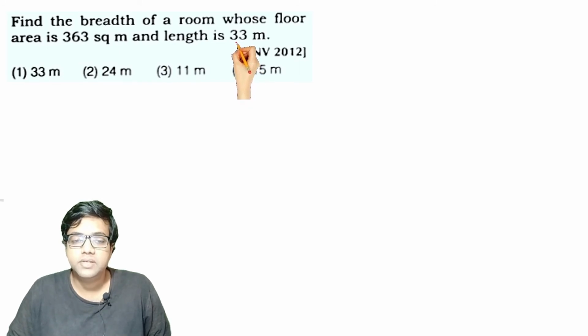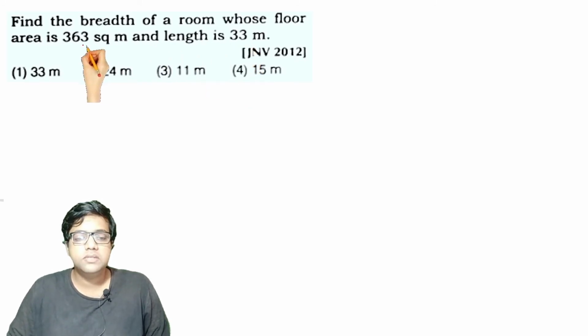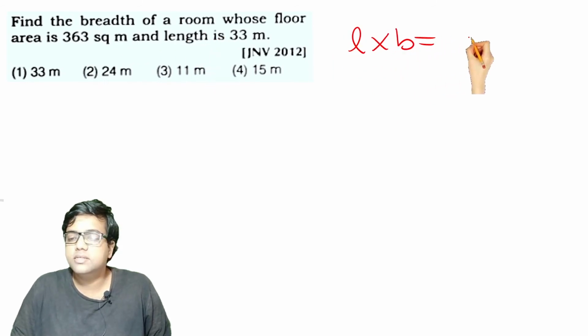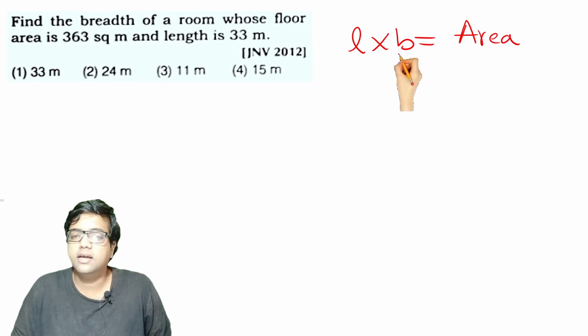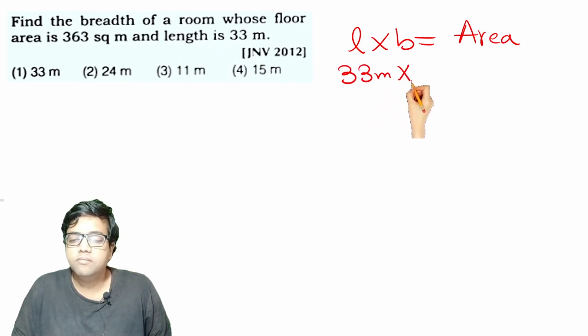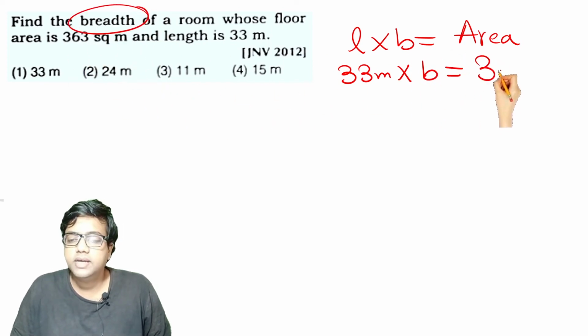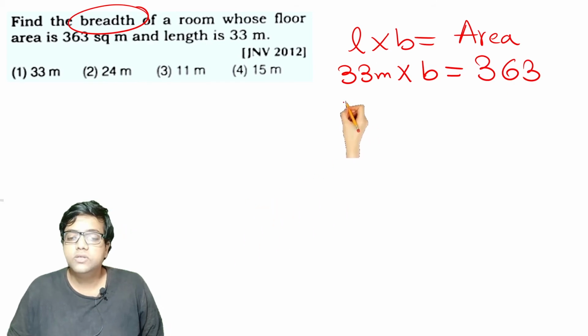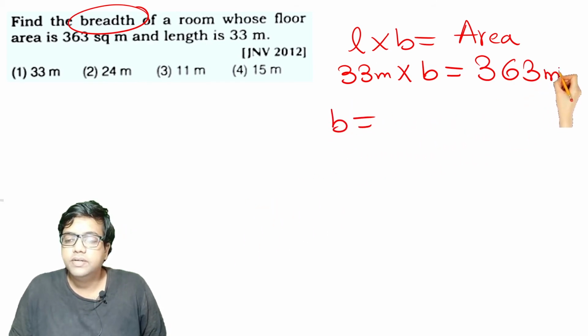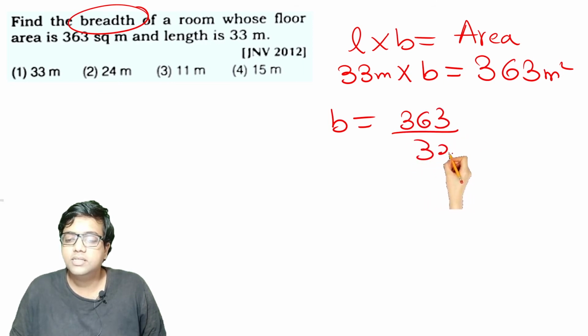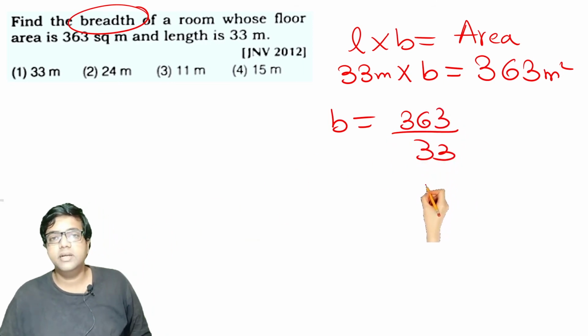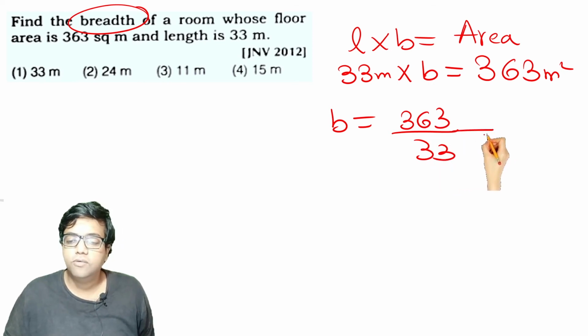Find the breadth of a room whose floor area is 363 square meter and length is 33 meter. So what is given to us? We need to find the breadth of the room. Length into breadth is equal to area of a rectangle, right? So we are given length, which is 33 meter, multiplied with breadth, which we don't know. Area is also given, 363 meter square. So breadth will be equal to 363 by 33, right?